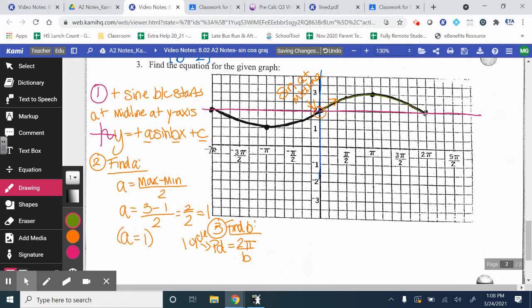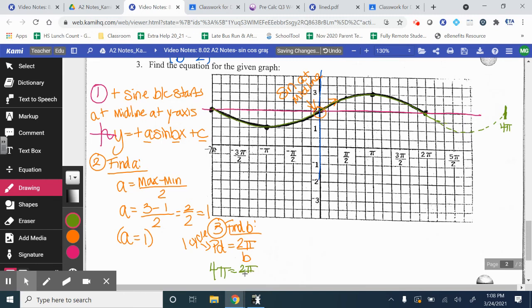I only have half of it. So I need to continue it. So if it's at 2 pi now, if I continue, where would it end over here? I would double that, so it would be at 4 pi. Or you can look at it over here and say, okay, it goes from negative 2 pi to 2 pi, so that's going to give me 4 pi.